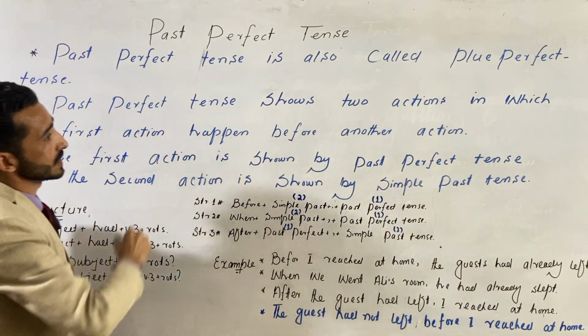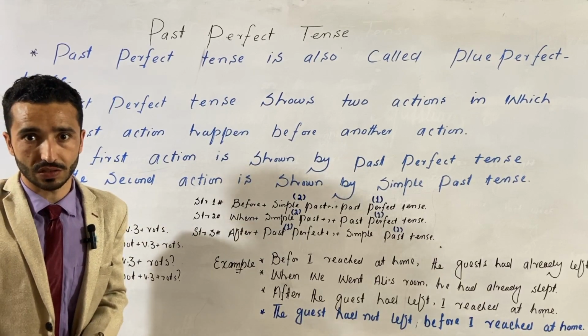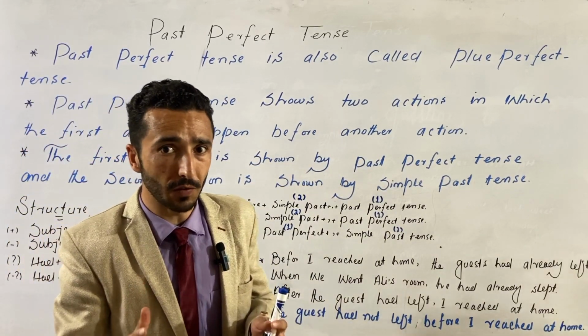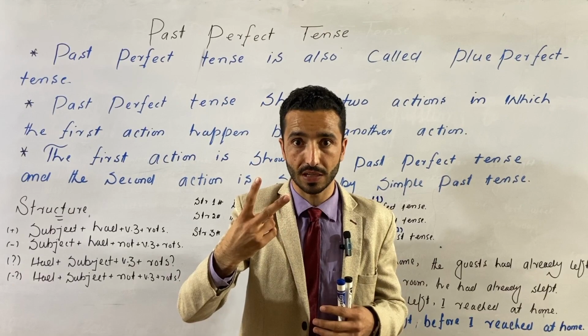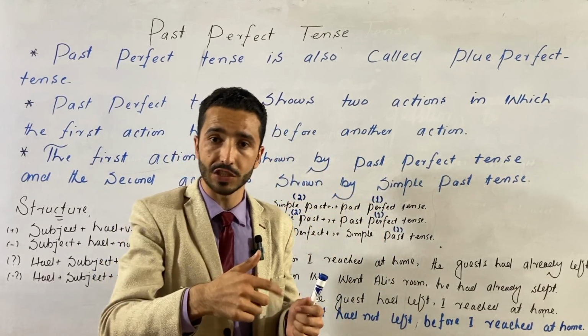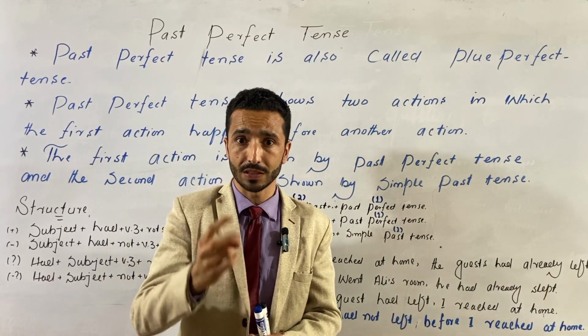Past perfect tense shows two actions. The function of past perfect tense is to show two actions. It doesn't show any single action or other actions except two actions.